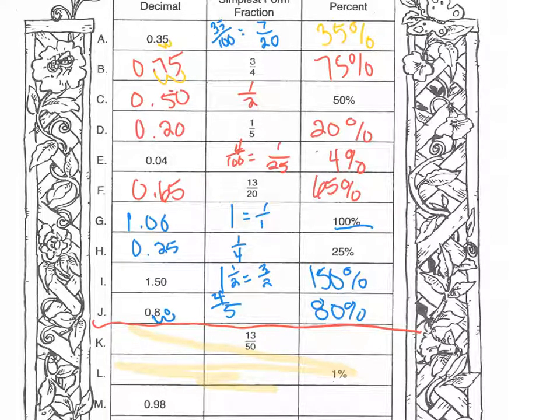Okay, so check your work. The only one that I would say maybe you got wrong would be G. So just be careful. 100% of anything is just 1 or 1.0. Okay, because it's really 100 out of 100, which anything divided by itself is just 1. The other one that might have been tricky is I, because it's 1.50. So you could write that as either form of fraction, but I would say put it as a mixed number. And that becomes 150%. Okay?